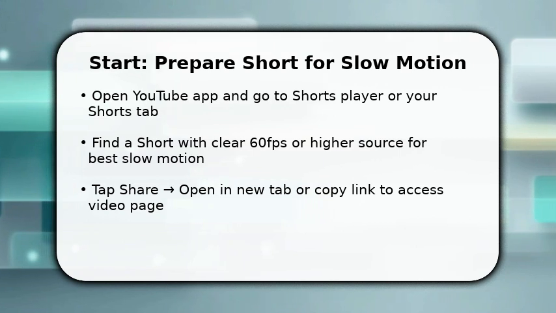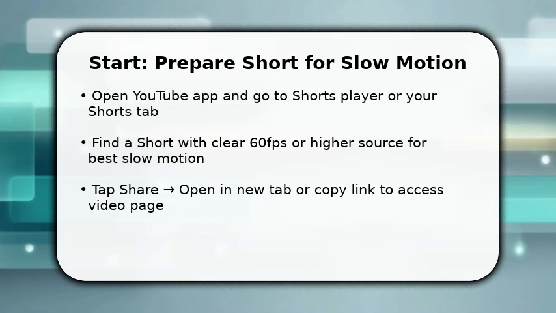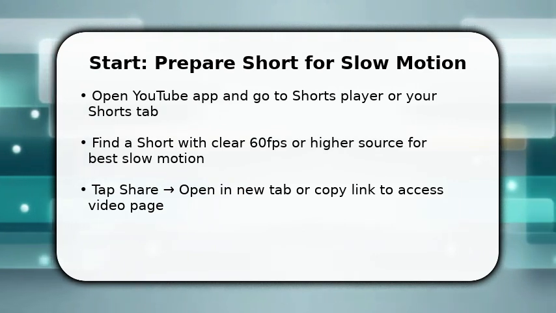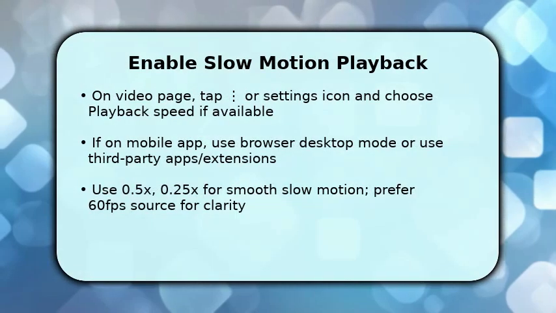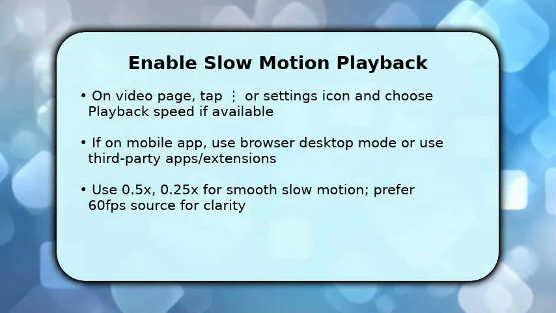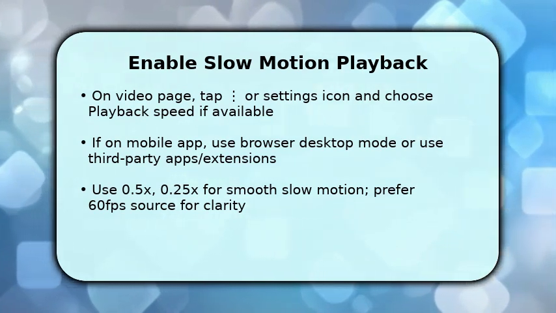This matters because the dedicated video page exposes the playback speed controls or lets you use browser extensions and developer tools, which are necessary for creating reliable slow-motion playback. Now you switch to the video page and look for playback speed in the settings menu. Choose 0.5x or 0.25x for slow motion.